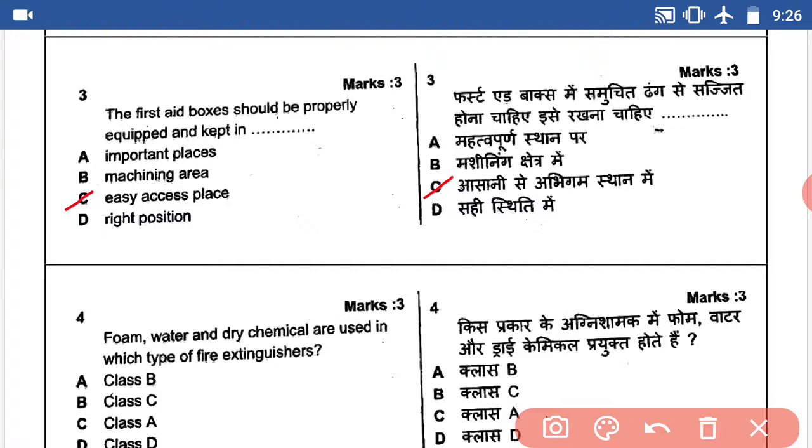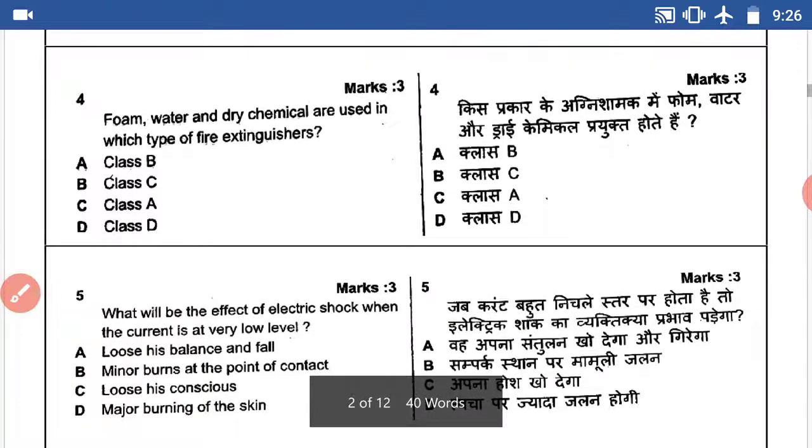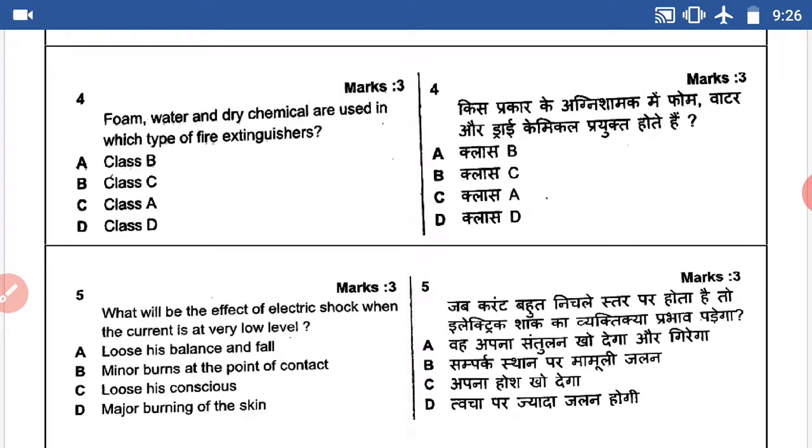Question number 4. Foam, water and dry chemical are used in which type of fire extinguisher? This question answer: class A. Answer C.